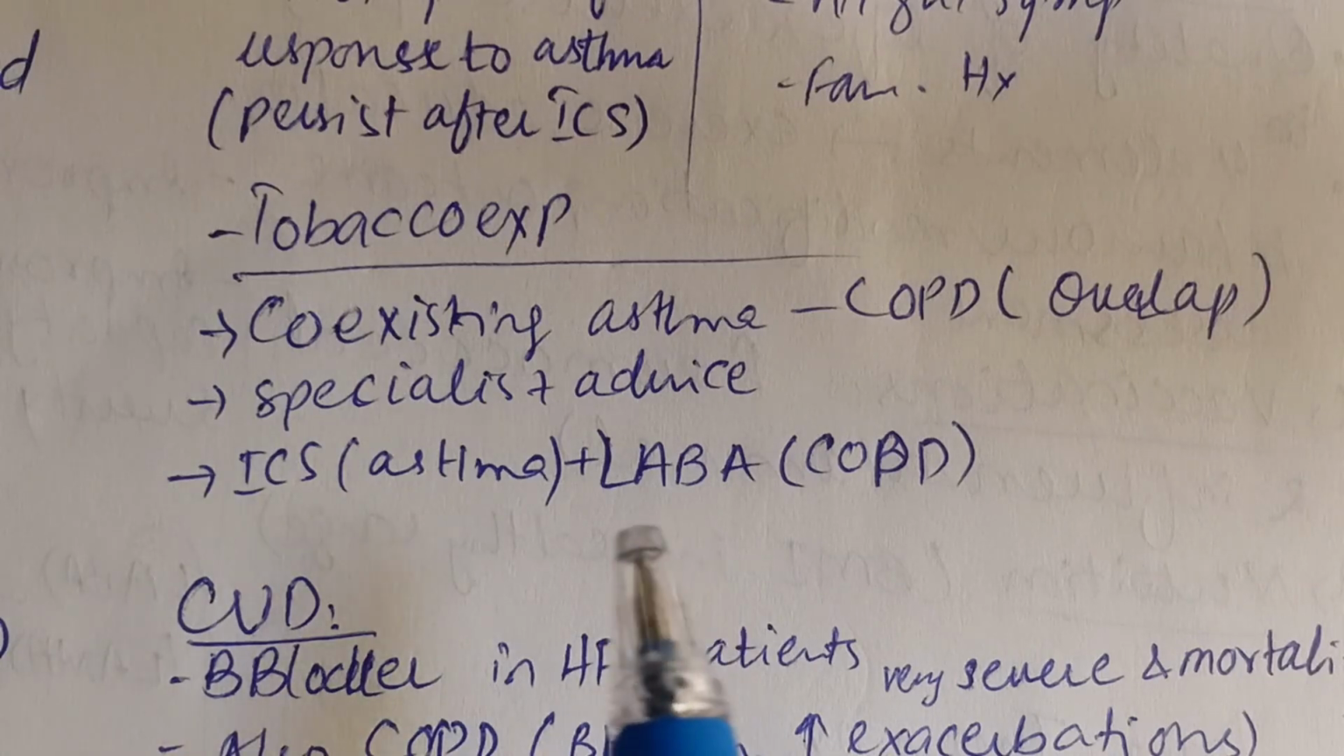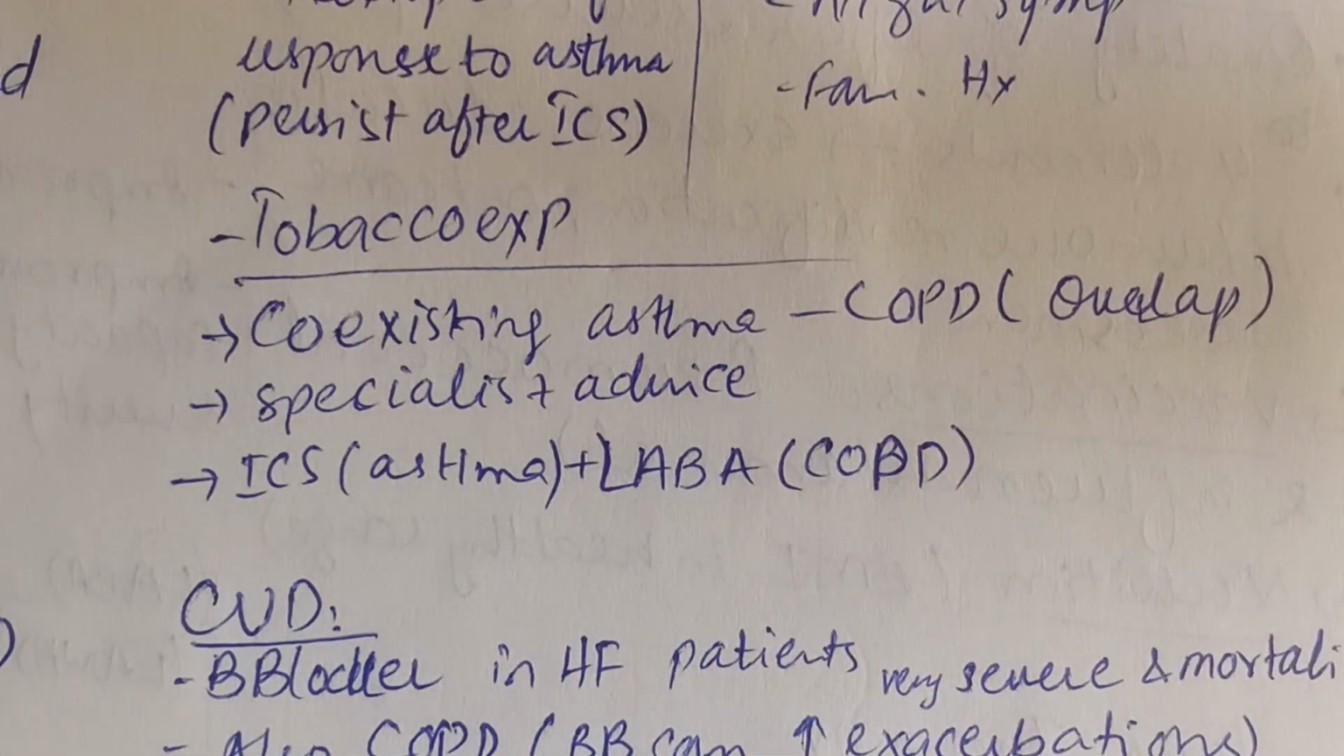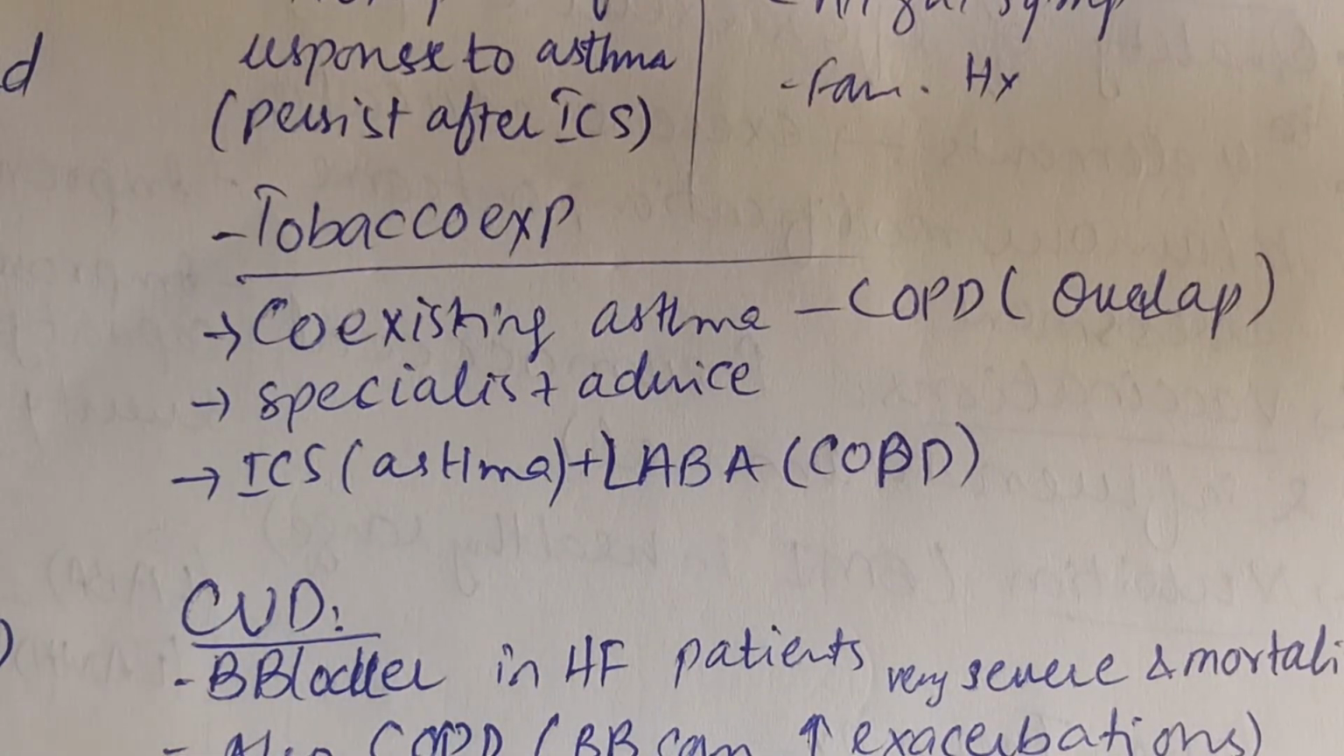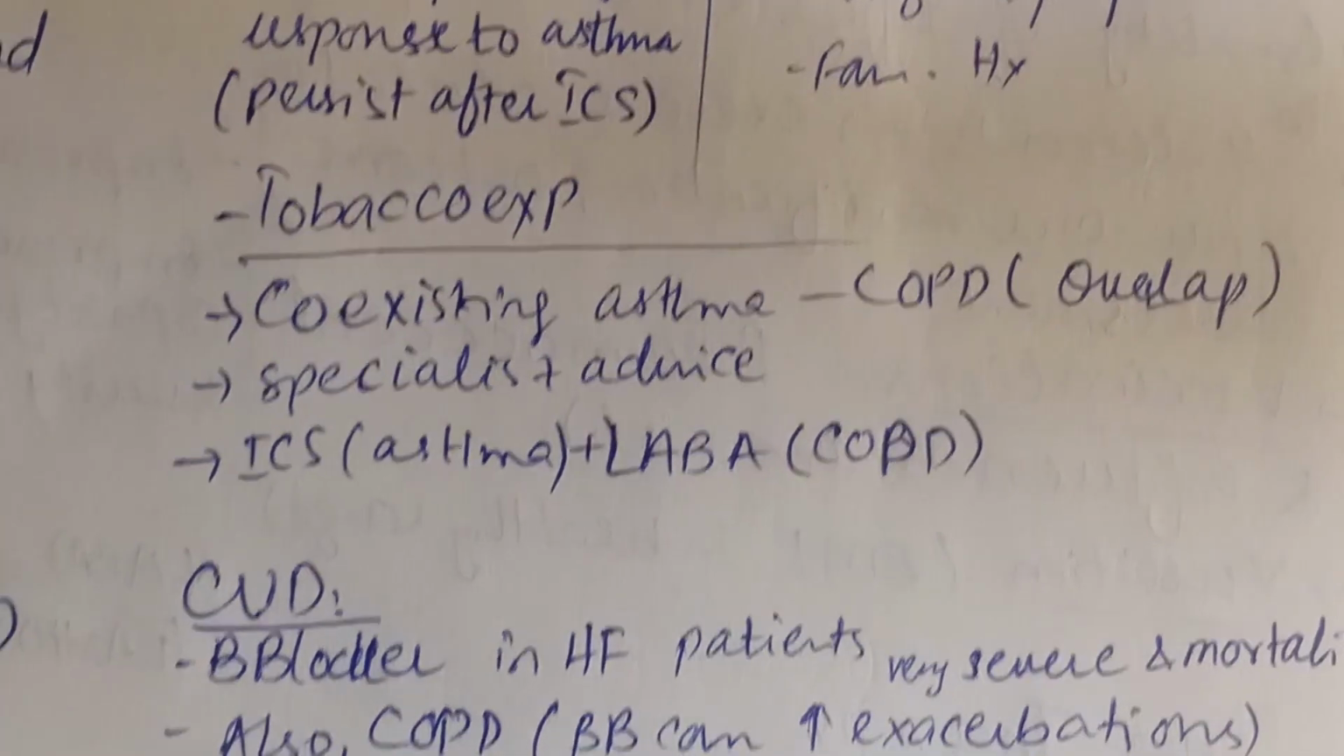If the patient has coexisting asthma and COPD, that is overlap, we are going to take specialist advice, and we are going to give the therapy of ICS, that is inhaled corticosteroids, for the asthma, and long-acting beta agonist for COPD. So this would be the management if the patient has coexisting asthma and COPD.